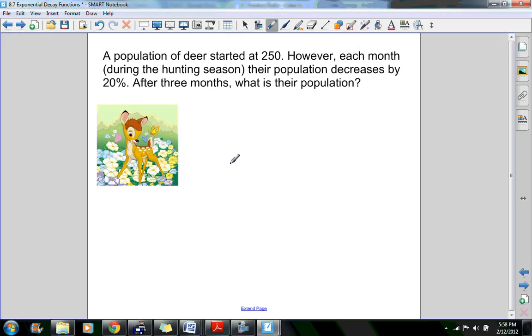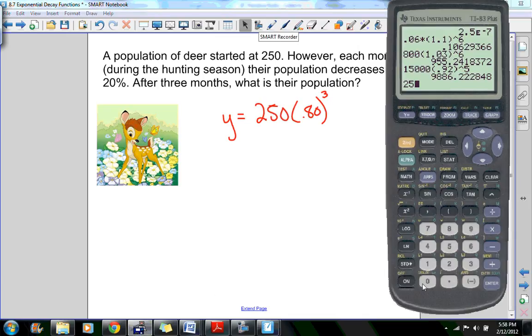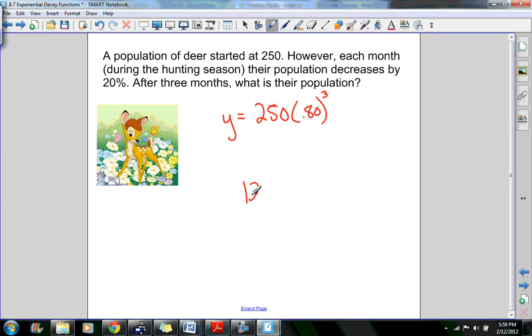All right, so we're back. Let's see what we got here. Your equation should have been y equals 250, parentheses 0.80 raised to the 3. So then here we get 250 parentheses 0.80 raised to the 3, and the answer is 128. We put a label on that. There is no such thing as the word deers, so it is 128 deer, and that's your answer.